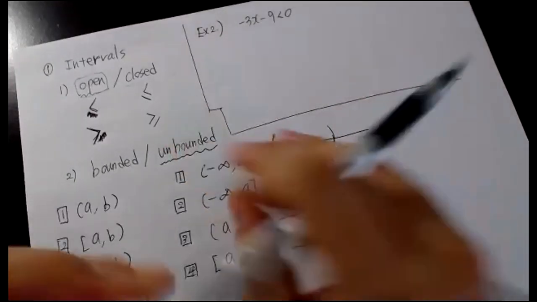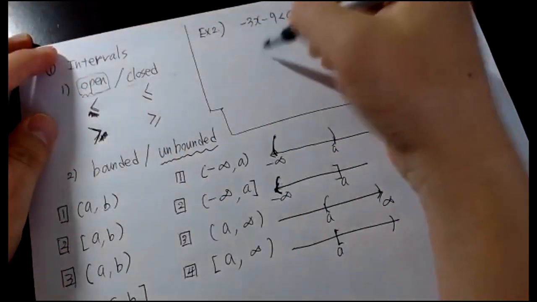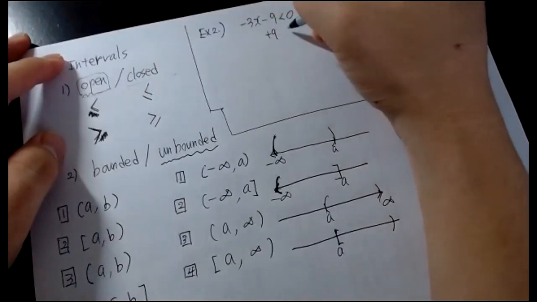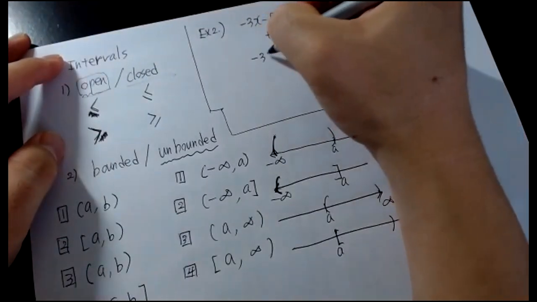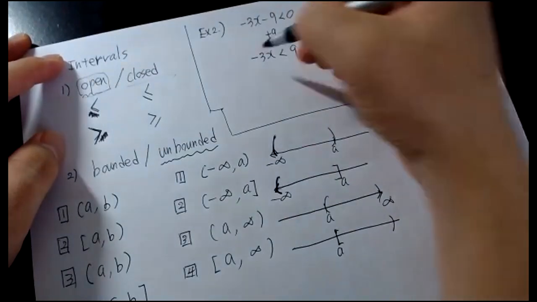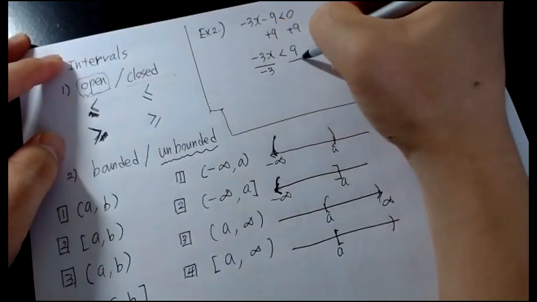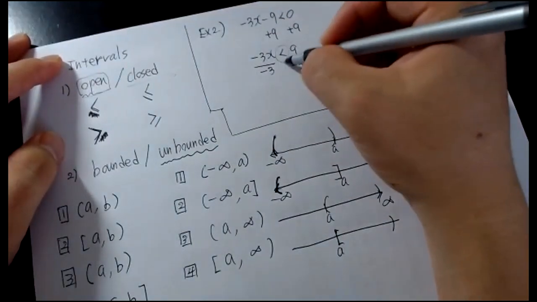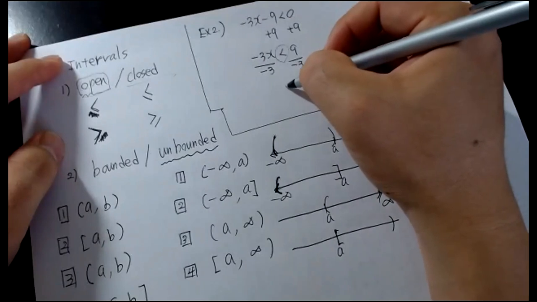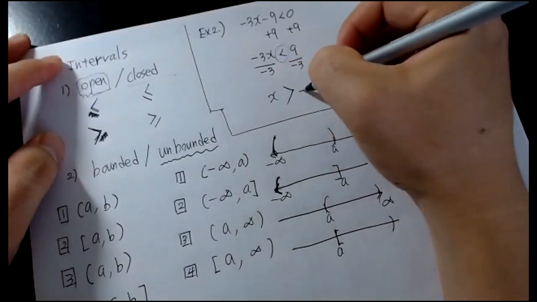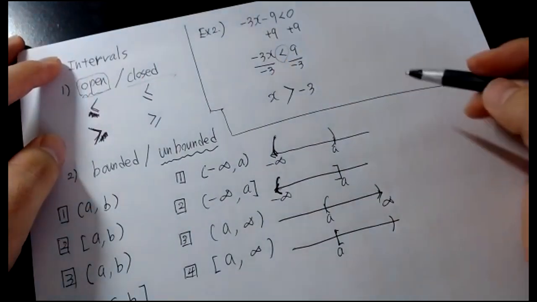Back to example 2. Let me solve it here. We add 9, so we get negative 3x is less than 9. Then we divide by negative 3. When you divide by a negative number, the inequality is reversed, so we get x is greater than negative 3. That's not the end.